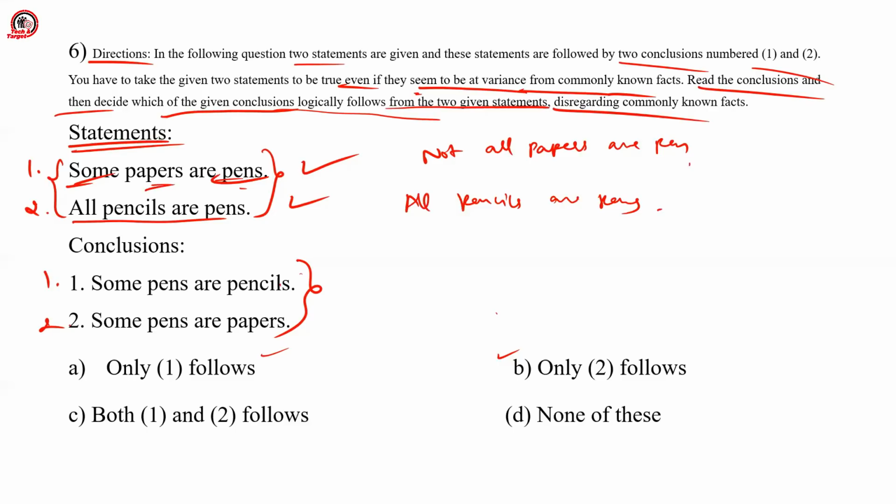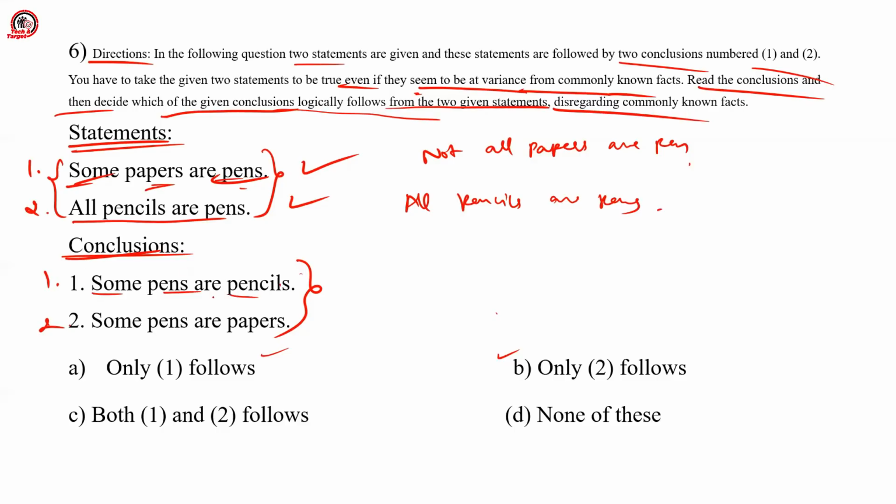There are some papers which are pens, but not all papers are pens. And at the same time, not all pens are papers. And at the same time, not all pens are pencils, right? Now, we'll see the conclusions. With the knowledge that we have right now, we will see the conclusions. Now we'll see the first conclusion: some pens are pencils.